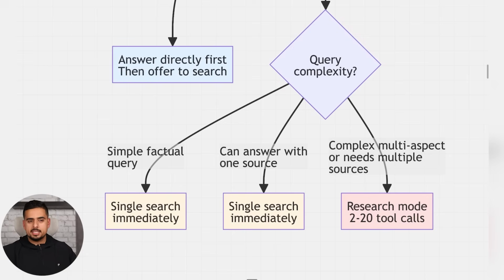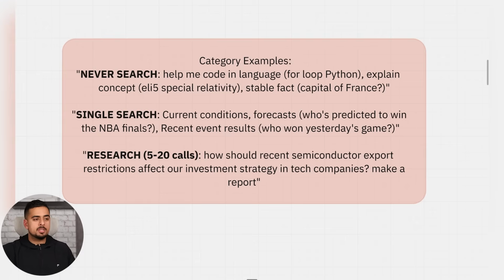And then based on that complexity, like I said, it will decide whether it's a single search or a multi-tiered or multi-threaded search. And here are some tangible examples in the prompt itself, where it says, help me code in a language or explain a concept should be handled by Claude itself, not a web search. And then it gives you examples of what a single search criteria might be, as well as the deeper research.